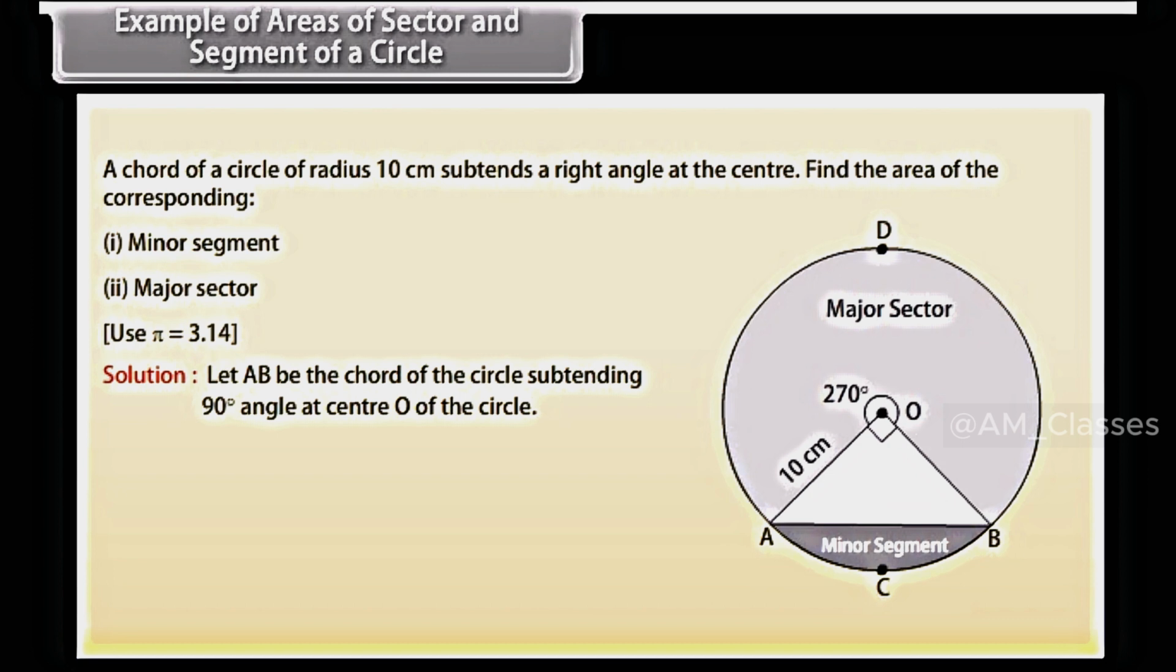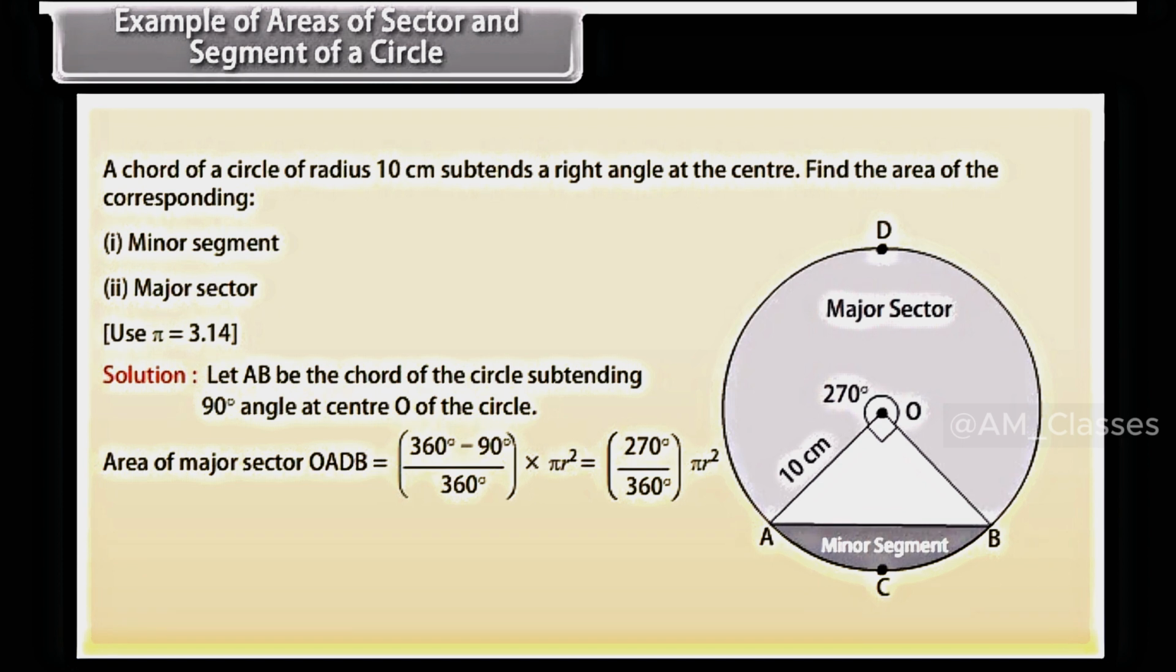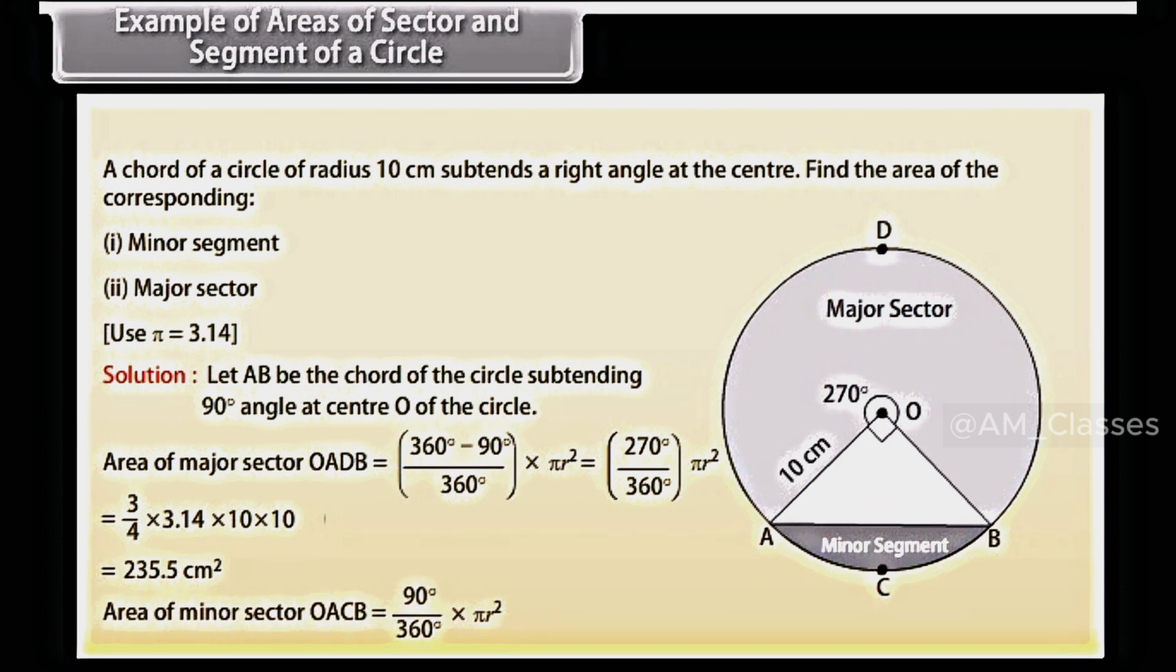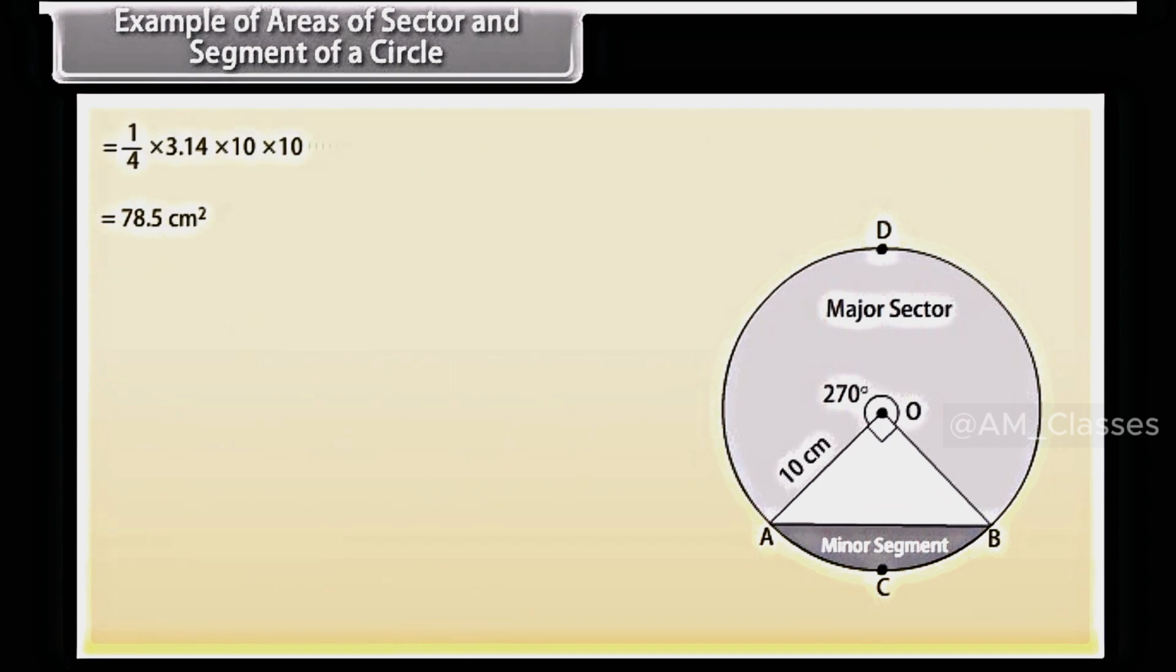Solution. Let AB be the chord of the circle subtending 90-degree angle at center O of the circle. Area of major sector OADB is equal to 360 degree minus 90 degree whole upon 360 degree into pi r square, which equals 270 degree upon 360 degree into pi r square, which is equal to 235.5 centimeters square.